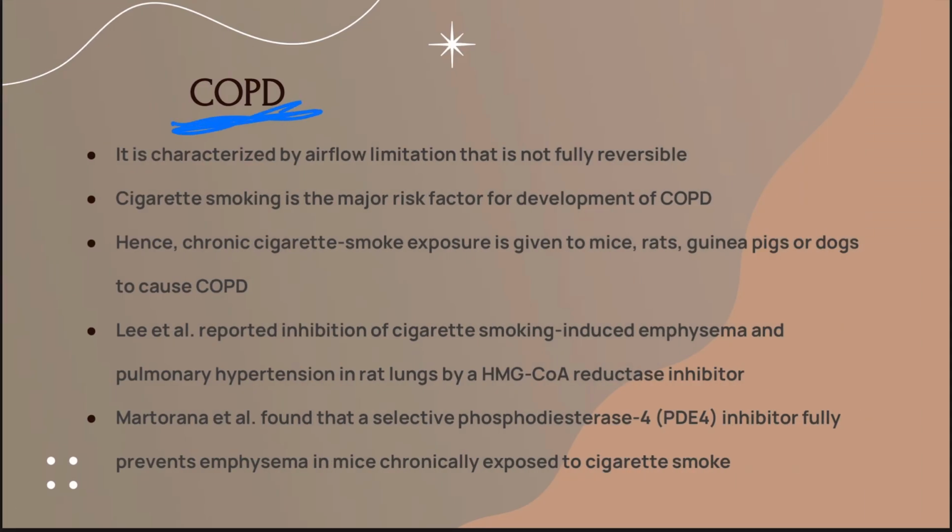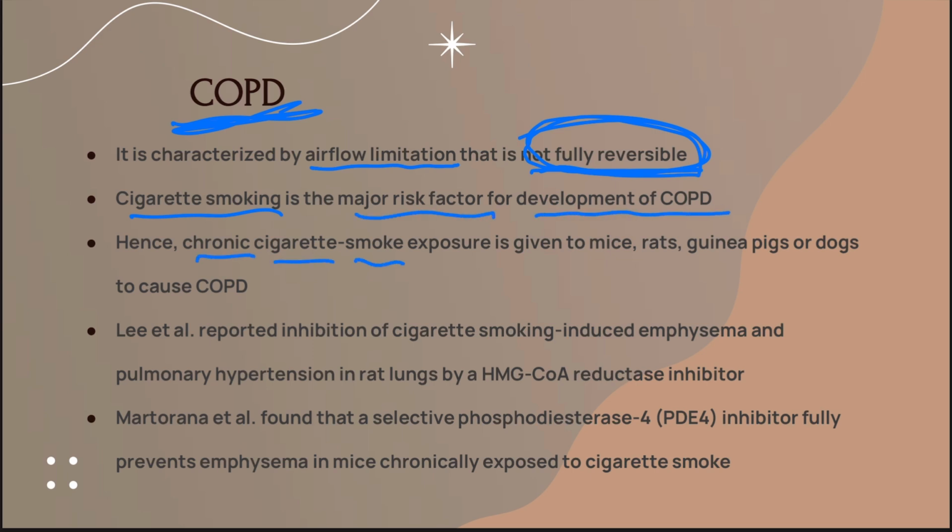So it is characterized by airflow limitation that is not fully reversible. So this point is important, that is not fully reversible, and cigarette smoking is one of the major risk factors for development of COPD. Hence, chronic cigarette smoke exposure is given to the mice, rats, guinea pigs, or dogs to cause COPD in them, because cigarette smoking is the causative factor for COPD.